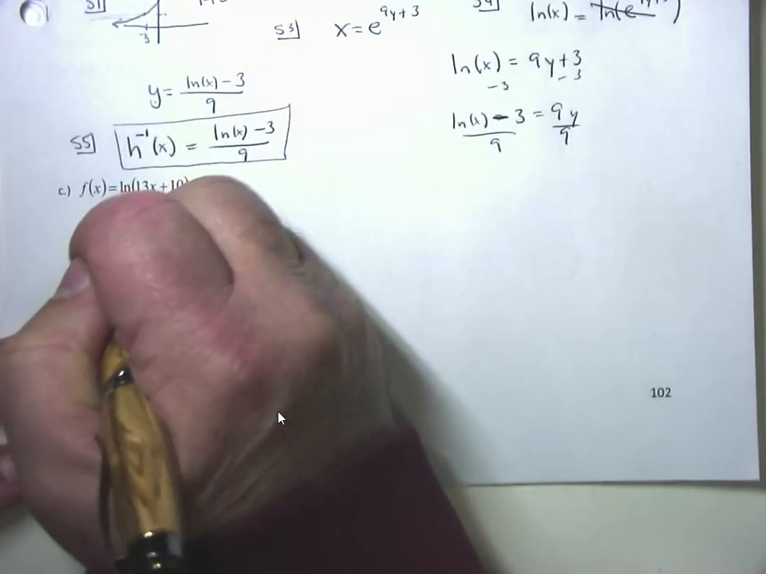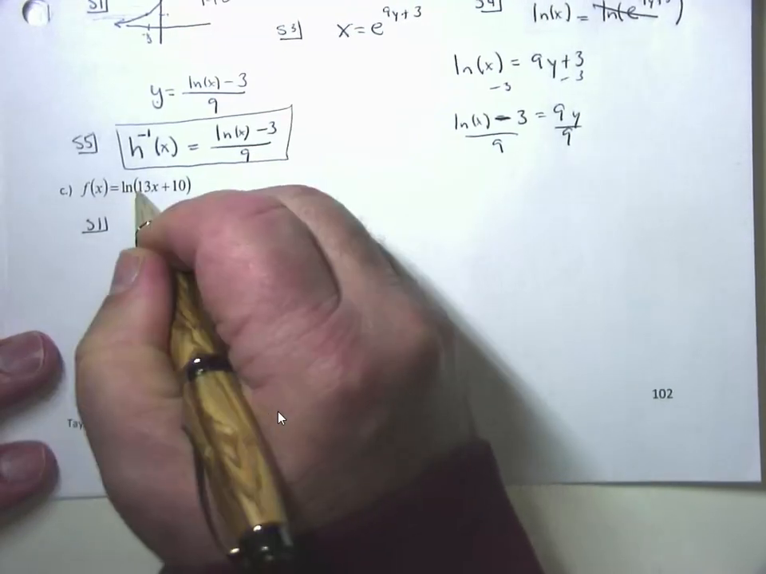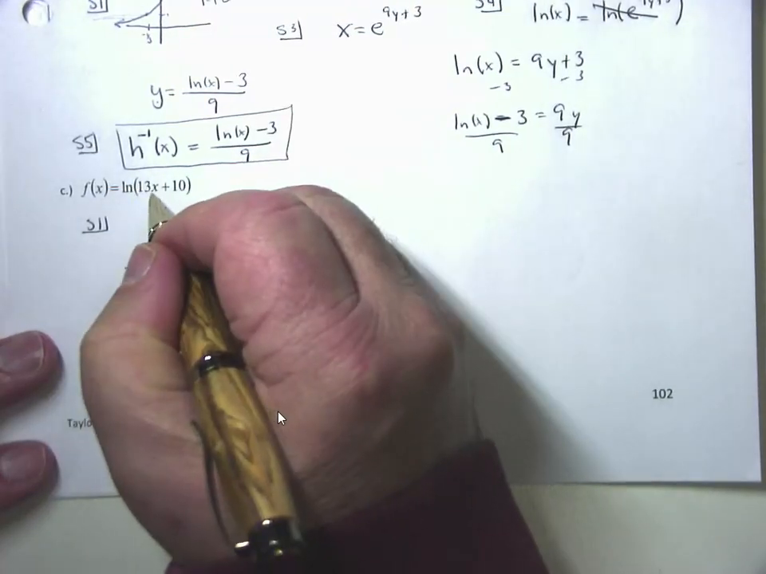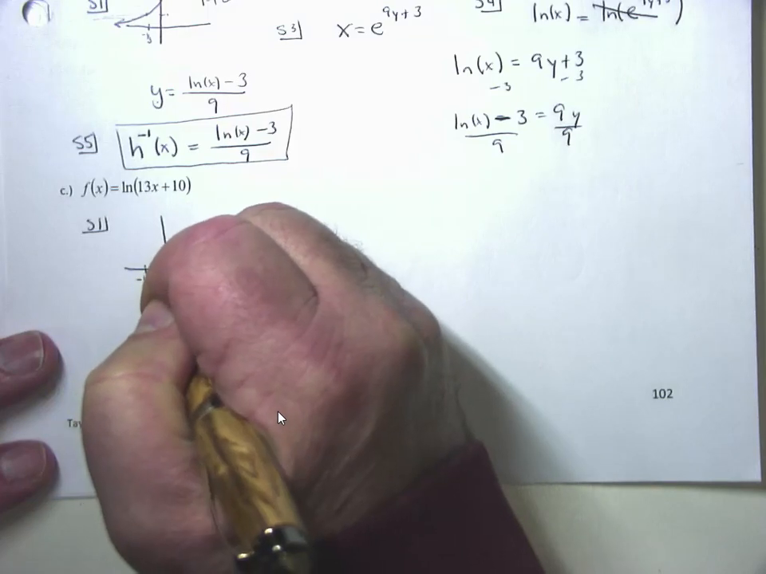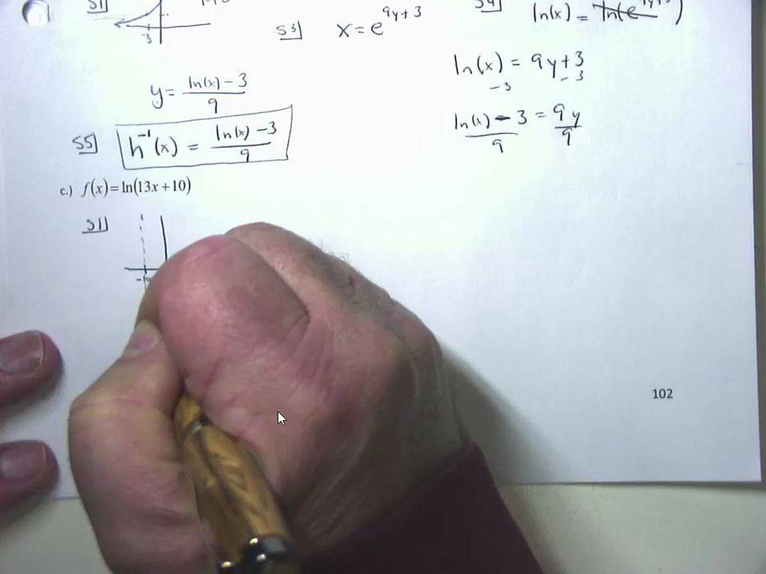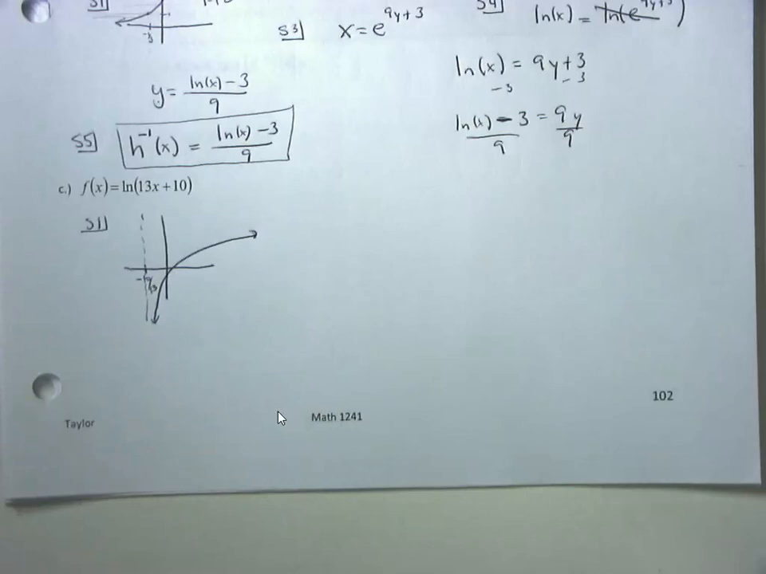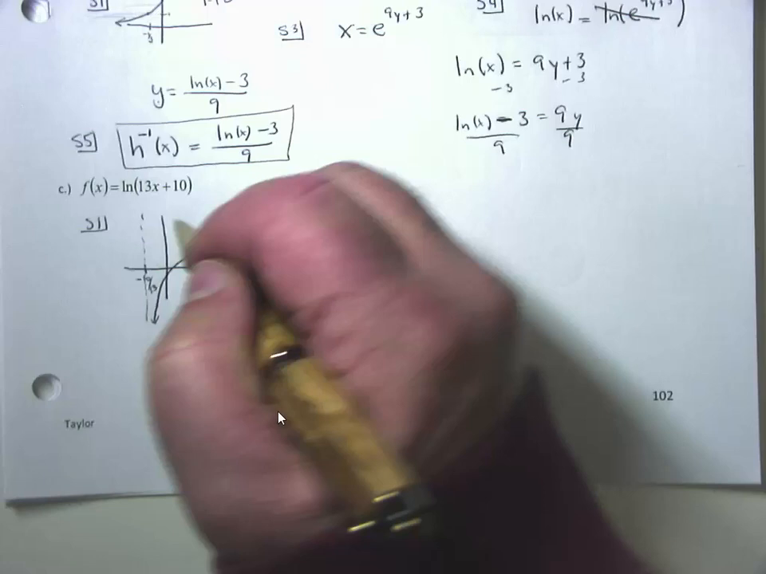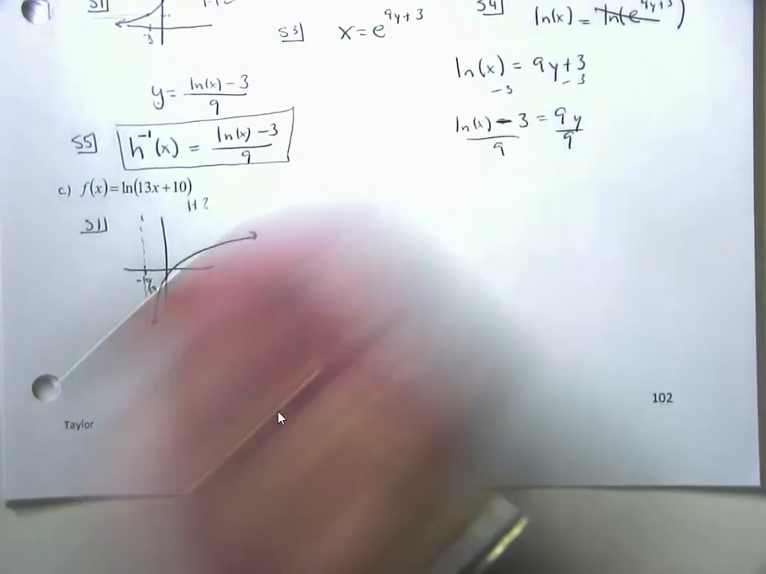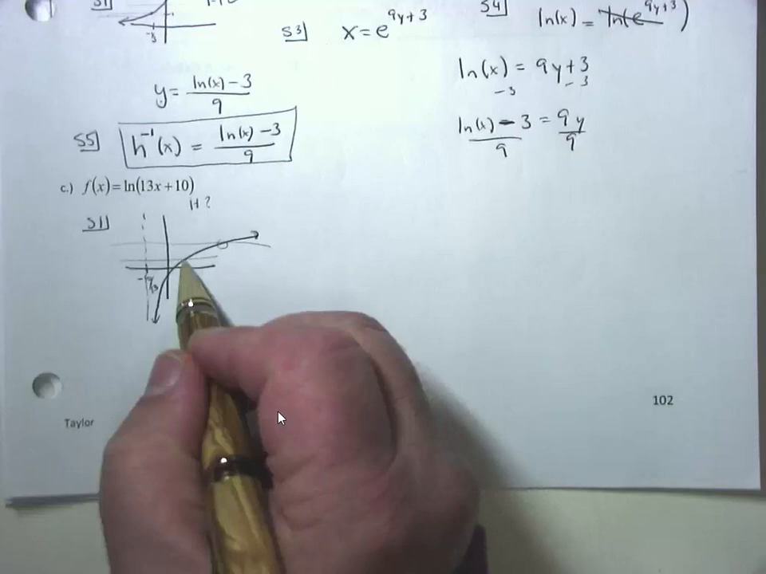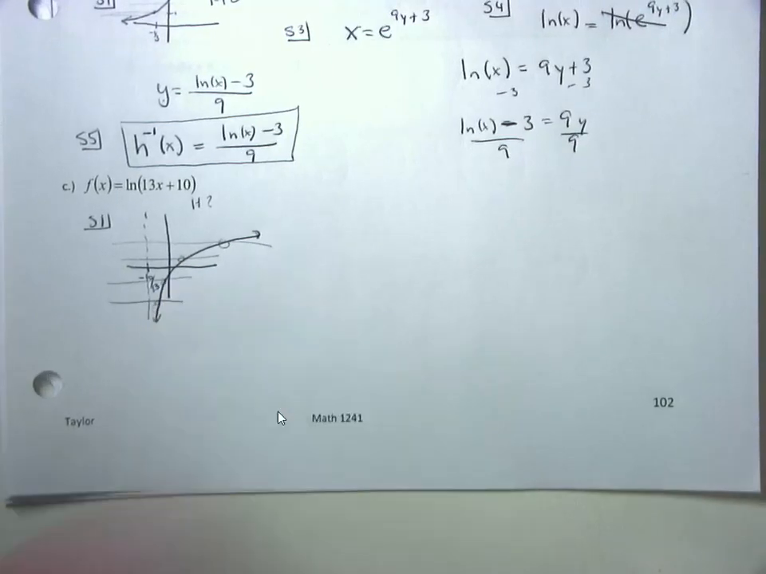So step number 1, you got to make sure that it's one-to-one. Well, when is this thing equal to 0? At negative 10/13 is where my vertical asymptote is going to be. And this thing is a log graph, so it's going to shoot straight down on one side and bow out on the other. Question, though, is it one-to-one? Well, any horizontal line only intersects the graph at most one spot. So yes, it is most definitely one-to-one.